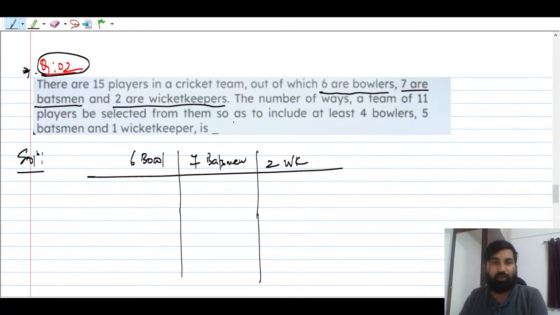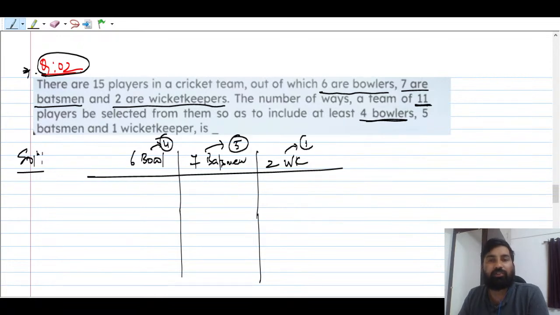Now you see here in this question they have mentioned that the team should be 11. So whatever combination you're going to take, the team should be 11, selected from them so as to include at least four bowlers, five batsmen, and one wicket keeper. Zero wicket keepers should not be there. One can be, that is very important to understand.